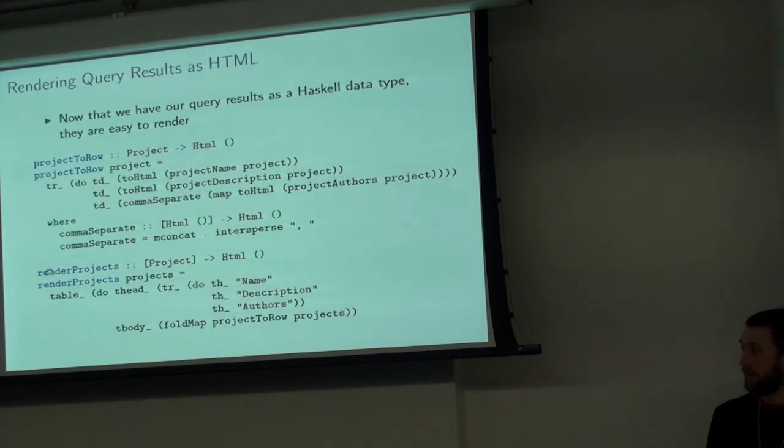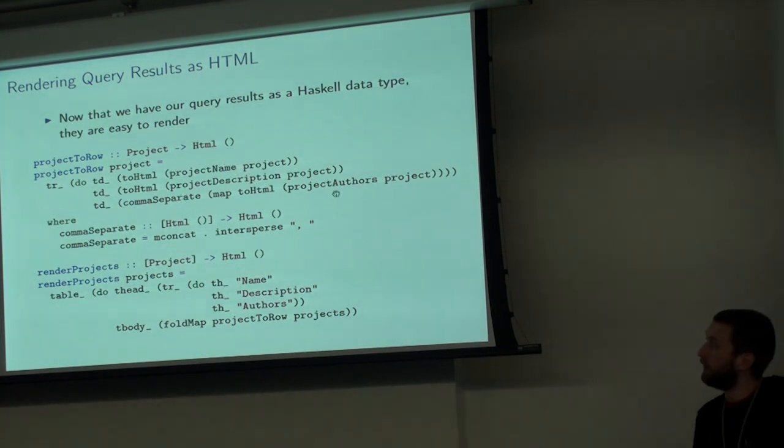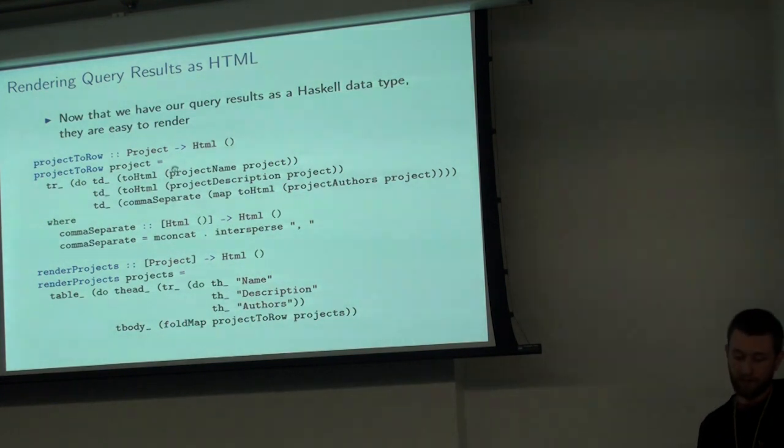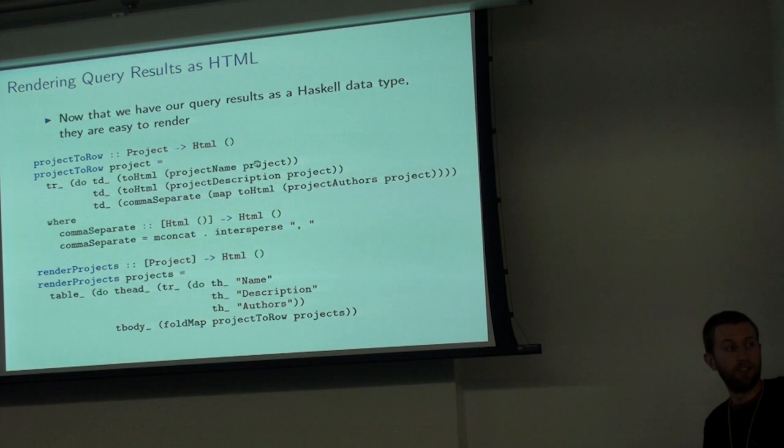So now that we've got a list of projects, we need to present that to the user. And now we can just switch back to pure functions and write some functions that turn single projects into HTML. So I've decided here to go with a basic table presentation. So an individual project gets represented as a table row, which is introduced with the tr function. And then the contents of the table row is to have three columns, one which is the project name, project description, and then I comma separate all of the authors inside the project. And we have to use toHtml here because the project name was specified as just being a piece of text. Of course, that text could contain HTML characters which we need to escape.